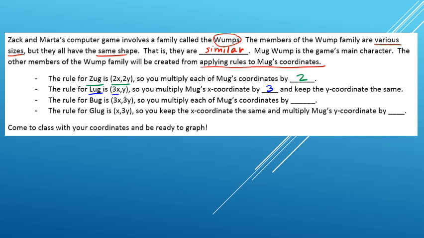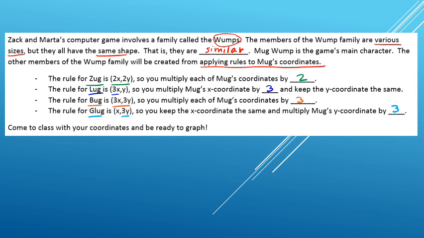The rule for Bug is (3x, 3y). So you multiply each of Mug's coordinates by 3. And the rule for Glug, the last character here, is (x, 3y). So you keep the x coordinate the same and multiply Mug's y coordinate by 3.